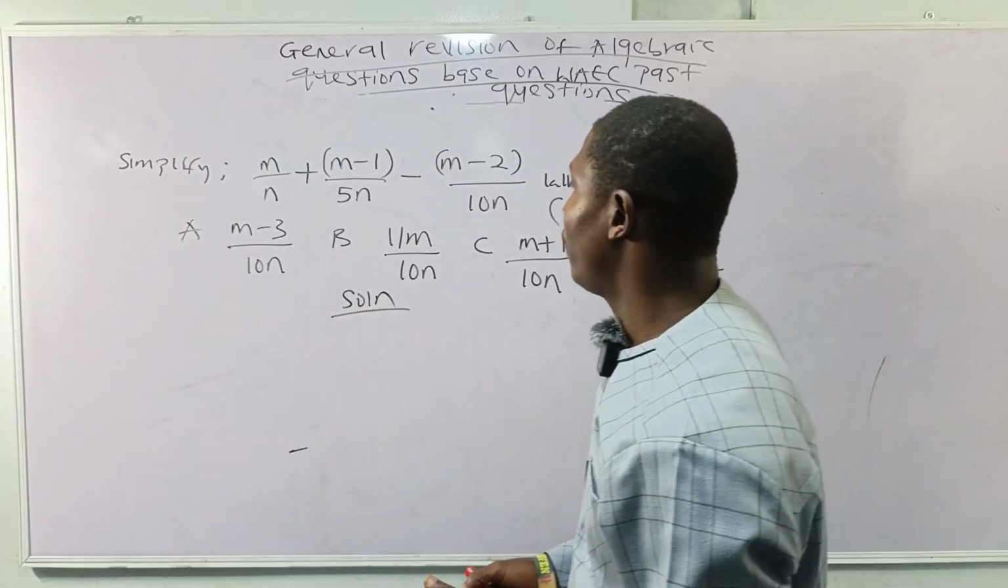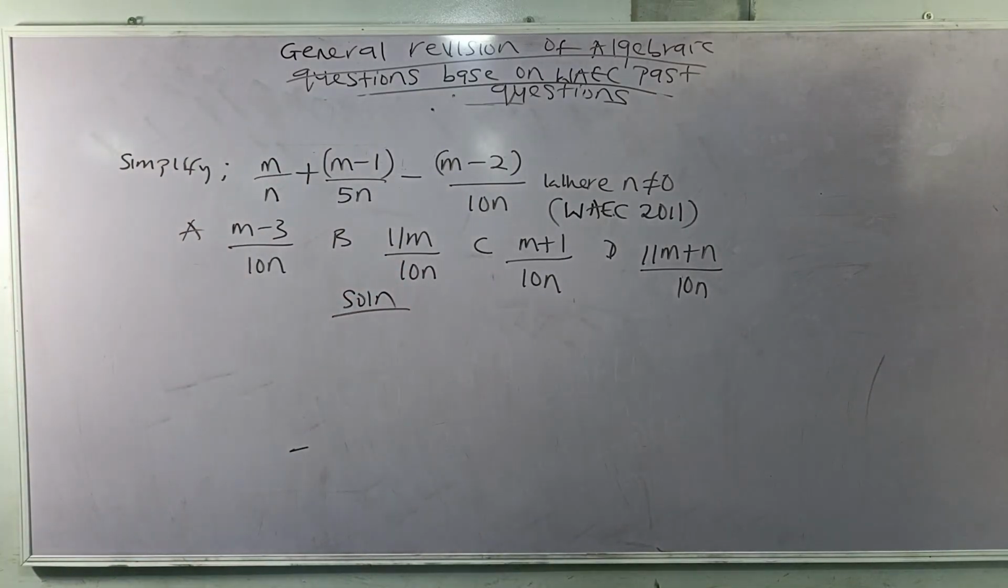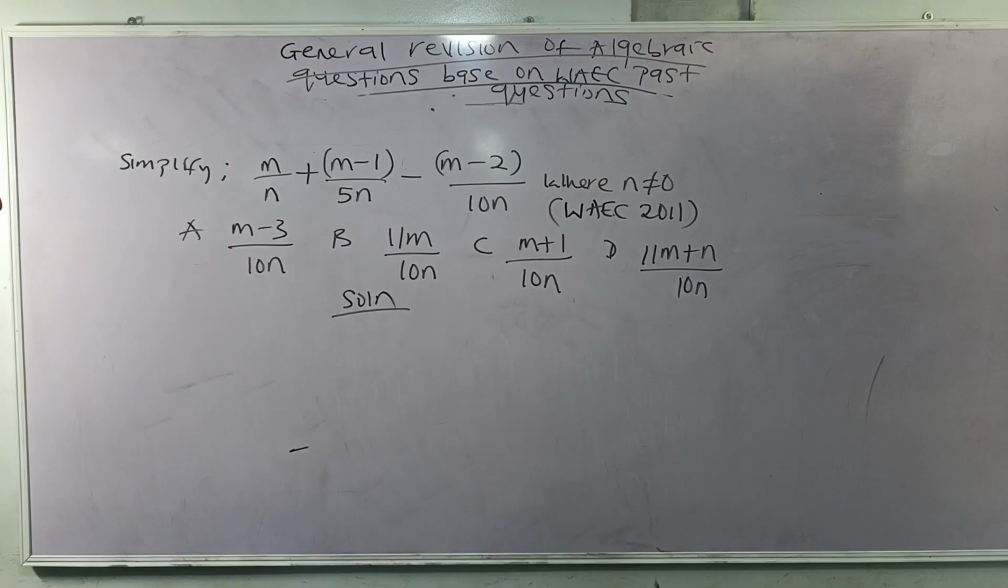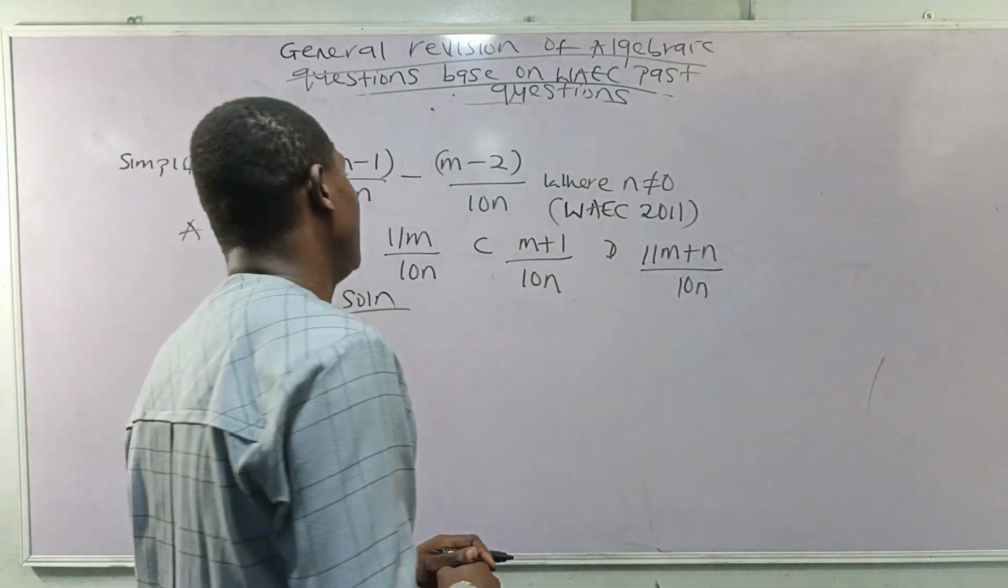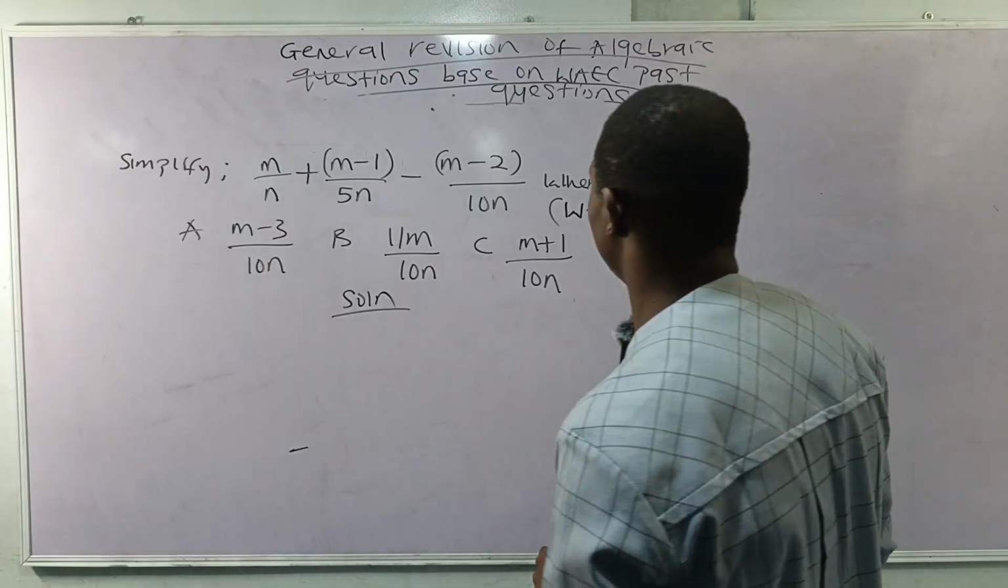We have to simplify m over n plus open bracket n minus 1 close bracket all over 5n minus open bracket n minus 2 close bracket all over 10n, where n is not equal to 0. This is WASSCE 2011 and these are the options. How are we to solve this?